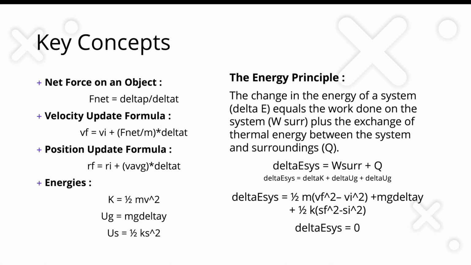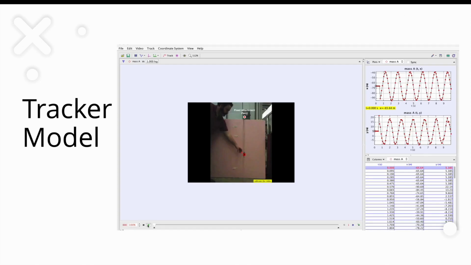So delta E system is equal to delta K, our change in kinetic energy, plus delta UG, change in gravitational potential energy, plus delta US, which is our change in spring potential energy. So delta E system equals 1/2 m (vf squared minus vi squared) plus mg delta y plus 1/2 k (sf squared minus si squared). So the change in energy of the system will sum up to 0. So this is our tracker model.